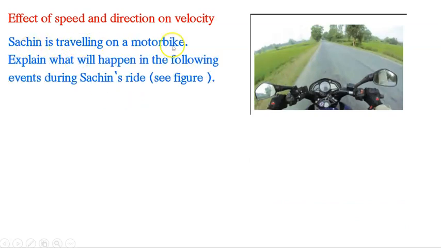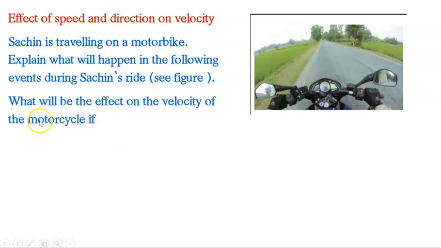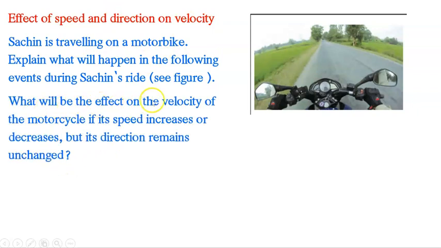Sachin is traveling on a motor bike. Explain what will happen in the following events during Sachin's ride. Okay, we are going to see the effect of speed and direction on velocity. What will be the effect on velocity of the motorcycle if its speed increases or decreases but its direction remains unchanged? तो सरळ जाणार आहे. त्याचा स्पीड कमी झाला किंवा जास्त झाला तर त्याच्या वेलॉसिटीवरती काय परिणाम होणार आहे ते आपल्याला बघायचं आहे.